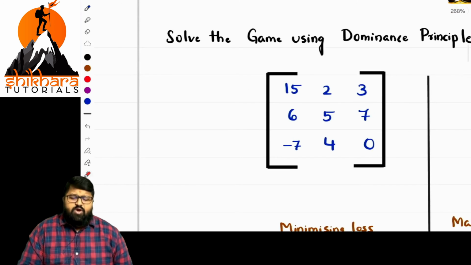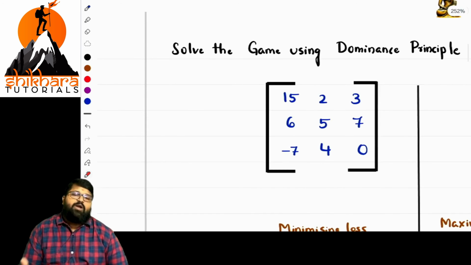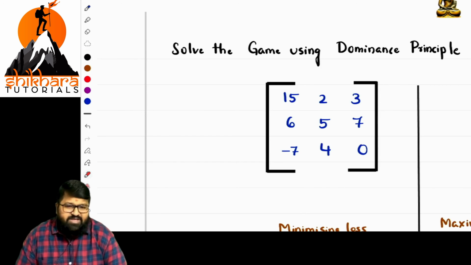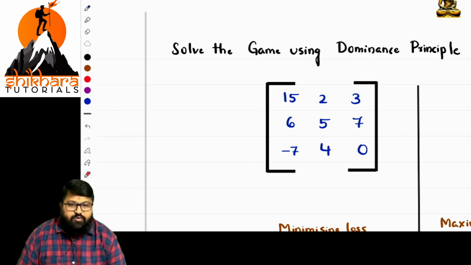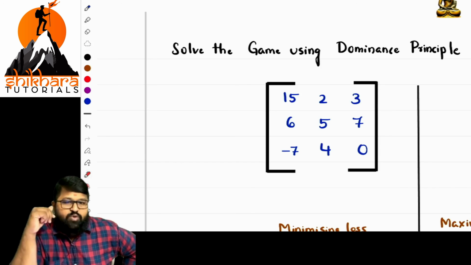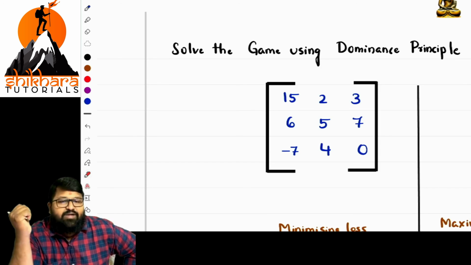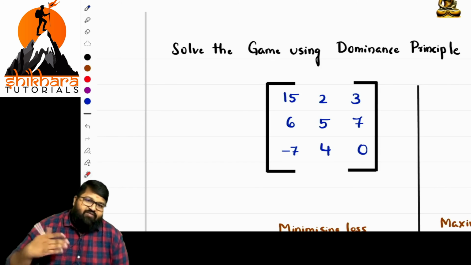Sir, solve the game using the dominance principle. So basically, when we apply the dominance principle, he mentioned it straight away. But when it is a 2 by 2 matrix, we go with the odds method. If it is more than 2 by 2, we go with the dominance rule. In the dominance rule, what is the basic step? We try to eliminate the unnecessary rows and columns. Then we get the 2 by 2 matrix.